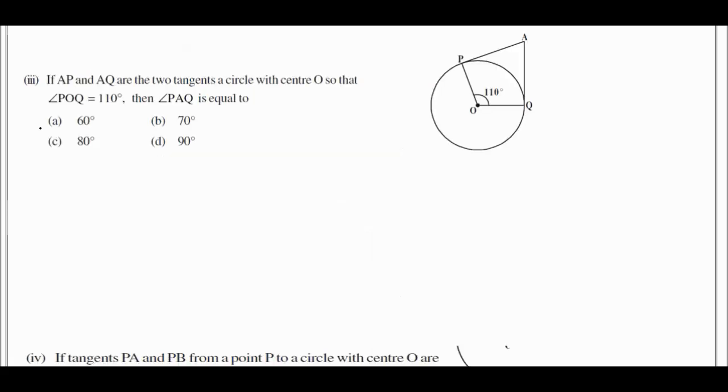Next question: if AP and AQ are the two tangents to a circle, these are two tangents, and angle POQ is equal to 110 degrees, then we have to find angle PAQ. This is the angle we have to find. Okay, so the solution.